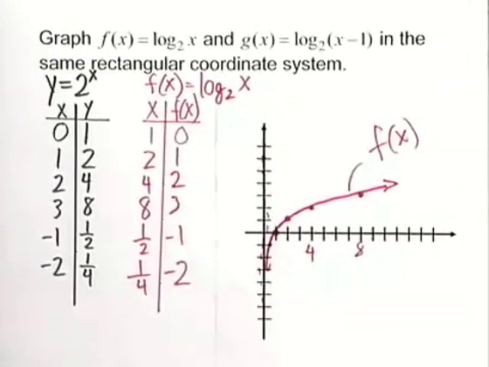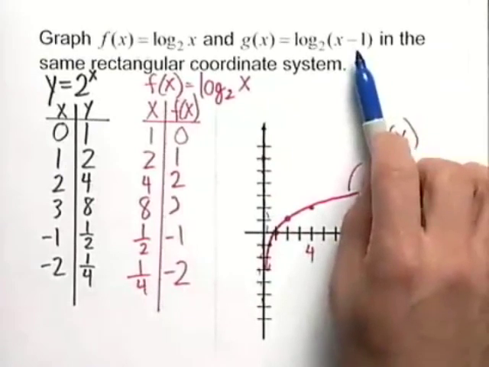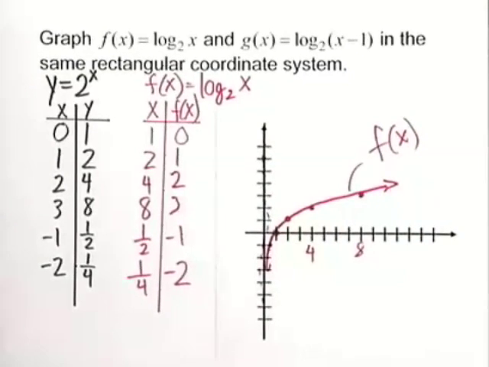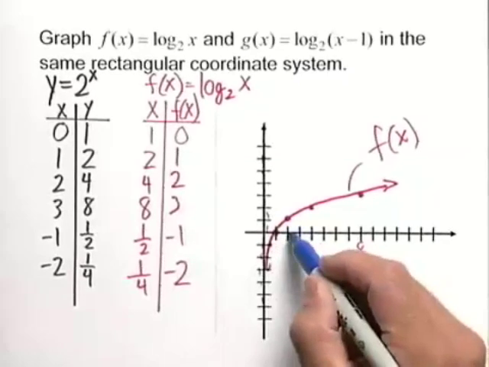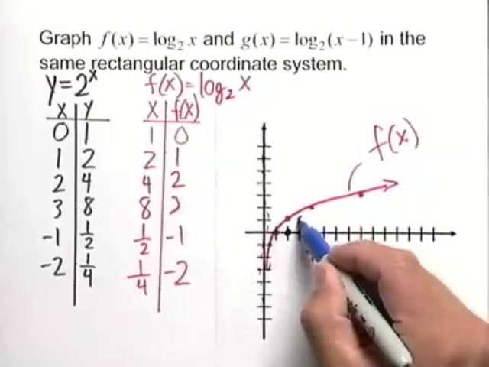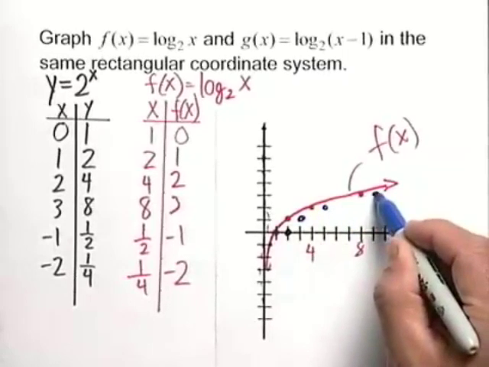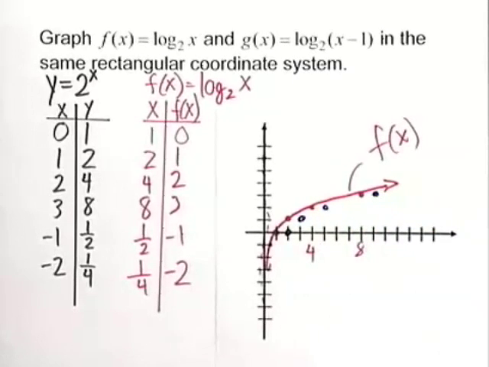Now from this we want to draw the graph of log base 2 of x minus 1. And remember from our transformations, when we have an inside transformation, we're going to shift this graph to the right 1 unit. So we can take all these points that we've drawn previously, shift those to the right 1 unit. Does not change the shape of the graph, simply slides it over.